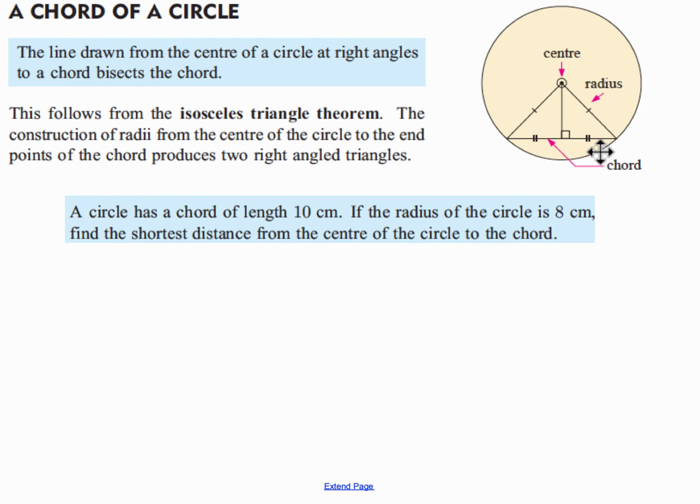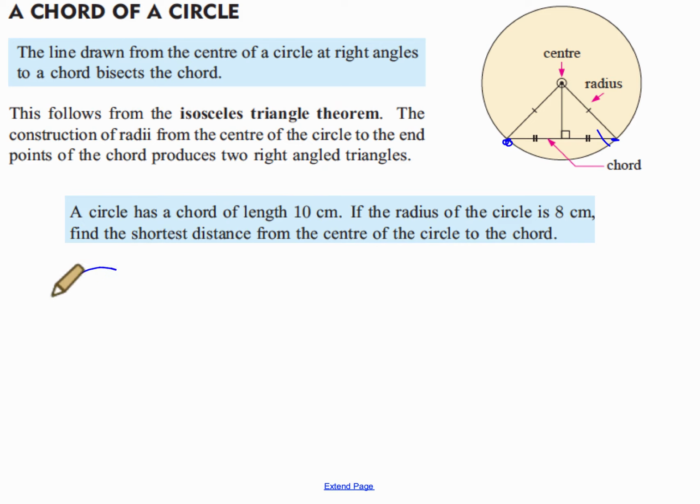They're equal. And of course, from here to here is equal to from here to here, because they are both radii of the same circle. All right. A circle has a chord of length 10 centimeters.